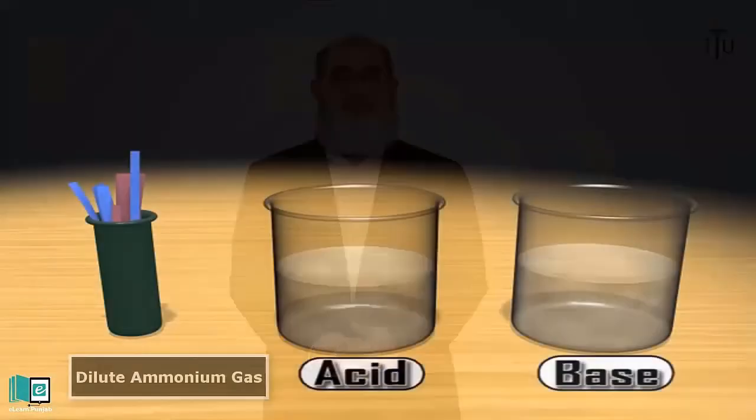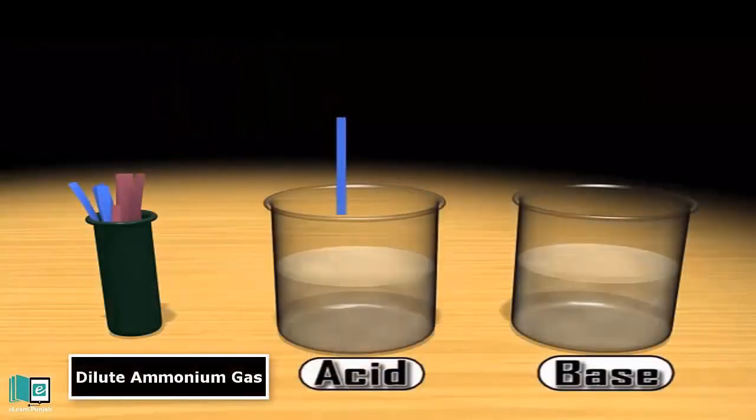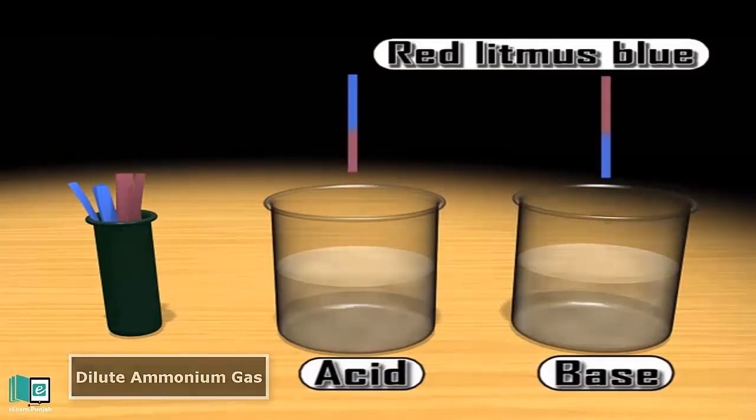When you smell it, you would realize it is a bad smell or irritating gas that is produced, but how can it be tested? The method of testing is that when we put wet red litmus paper in it, its color will turn blue.